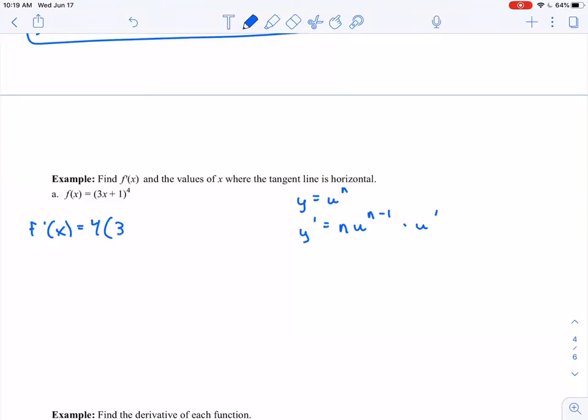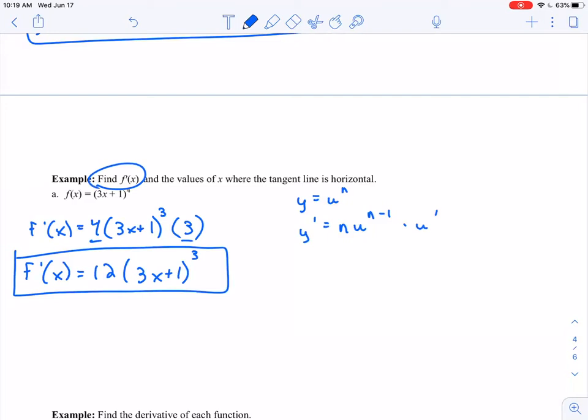So 4 times (3x plus 1), subtract 1 from my power. So now I have it to the third power, times the derivative of this inside part right here, times the derivative of 3x plus 1. Remember, that's our u prime. So the derivative of 3x plus 1 will be 3. And then that's it. We simplify if we can. Here, 4 times 3, we can simplify that. So this is 12 times (3x plus 1) raised to the third power. So this is my derivative.